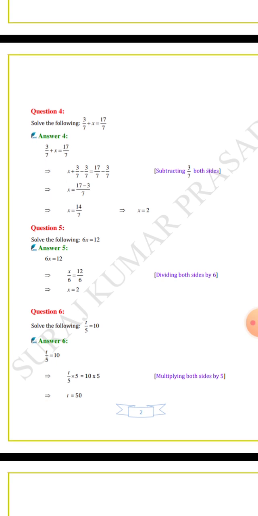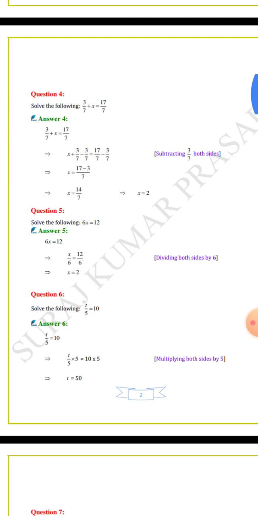Question number 5. Solve the following: 6x is equal to 12. Then by dividing by 6 on both the sides, we get 6x by 6 is equal to 12 by 6. Then the value of x is 2.